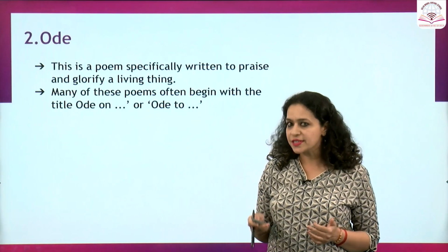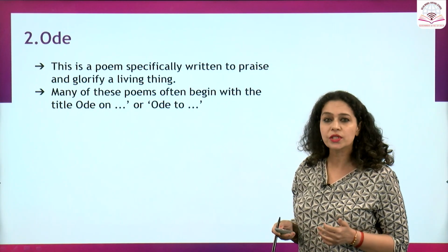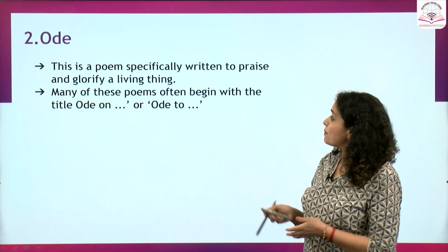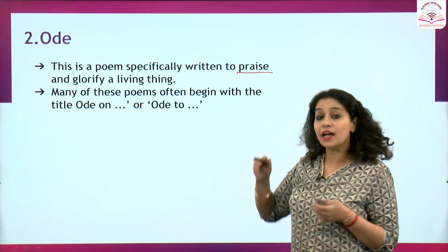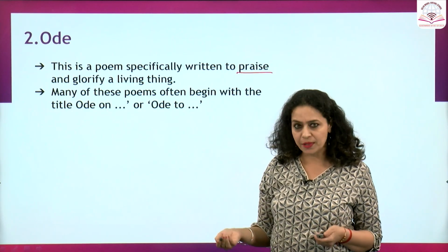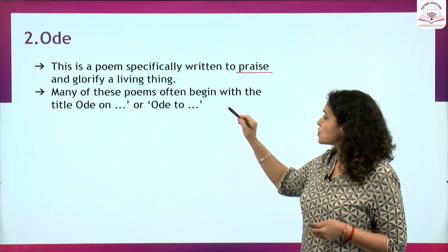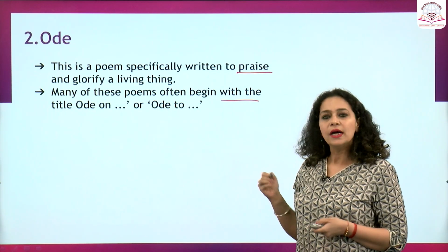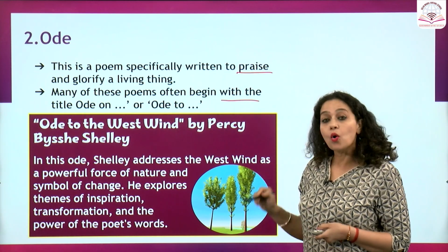Let's move on to the second form, that is ode. It's a very short name, ODE, ode, and this is a poem specifically written to praise and glorify somebody or something. And many of these poems often begin with title ode on or ode to. Let's have the example, Ode to the West Wind.